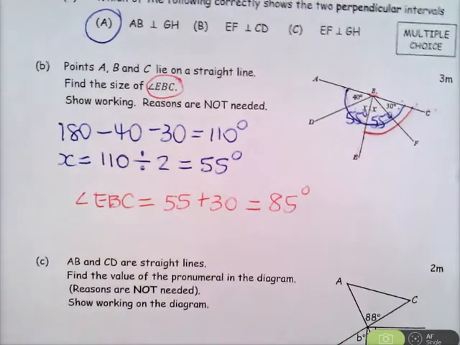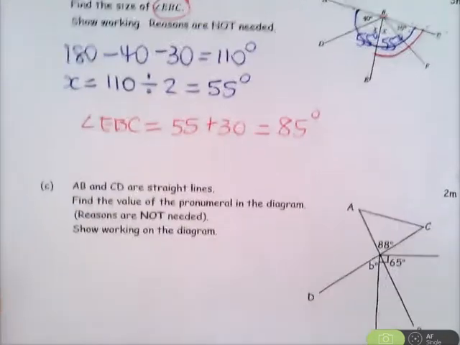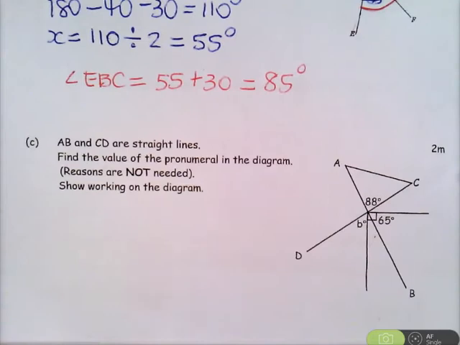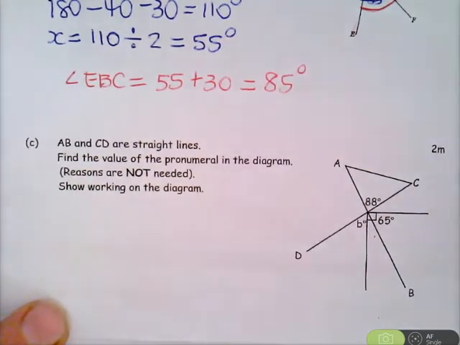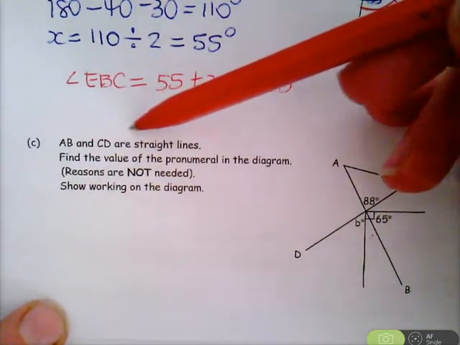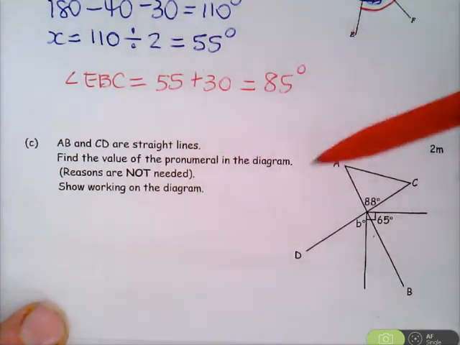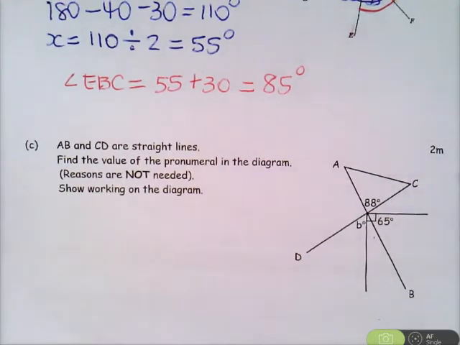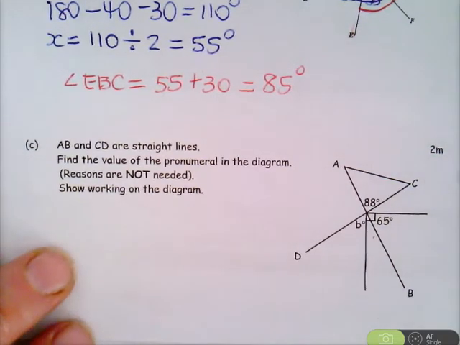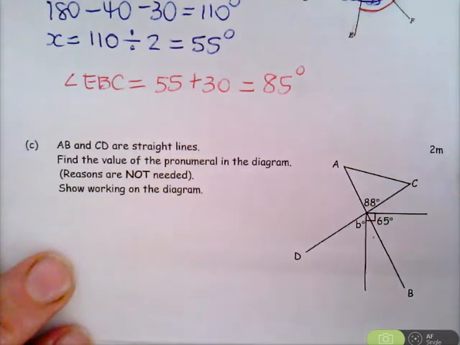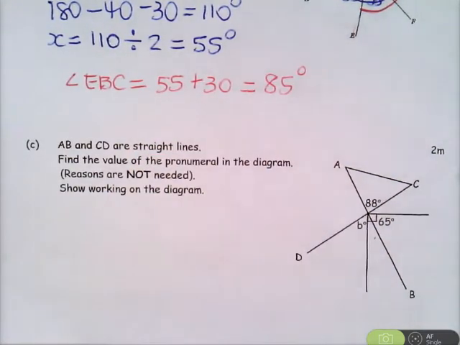Okay, now question C. It says that AB and CD are straight lines. Find the value of the pronumeral in the diagram. Reasons are not needed. We just have to show working on the diagram. Now, this question is a little bit tricky, but we need to break it up into little parts. It is a higher level question, so you've just got to be very careful.